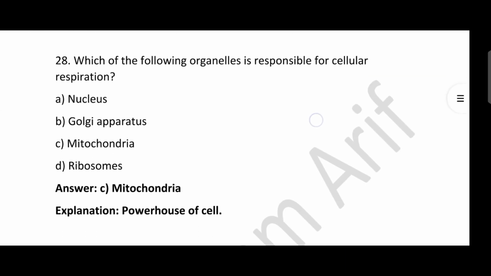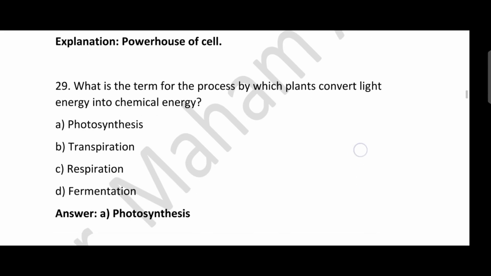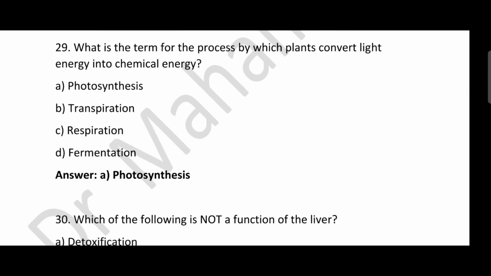Which of the following organelles is responsible for cellular respiration? Correct answer is option C, that is mitochondria, because mitochondria is the powerhouse of the cell. What is the term for the process by which plants convert light energy into chemical energy? Correct answer is option A, that is photosynthesis.